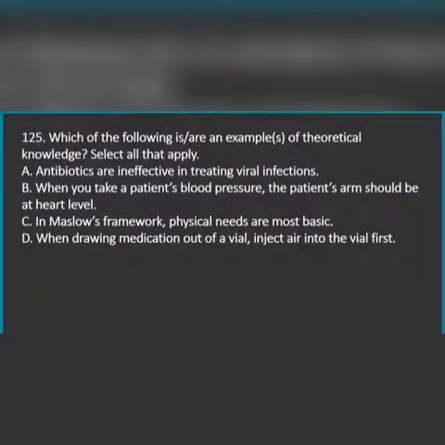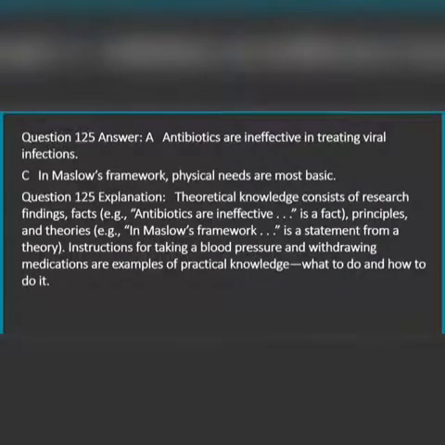Question 125. Which of the following are examples of theoretical knowledge? Select all that apply. A. Antibiotics are ineffective in treating viral infections. B. When you take a patient's blood pressure, the patient's arm should be at heart level. C. In Maslow's framework, physical needs are most basic. D. When drawing medication out of a vial, inject air into the vial first. Question 125. Answer: A. Antibiotics are ineffective in treating viral infections. C. In Maslow's framework, physical needs are most basic.